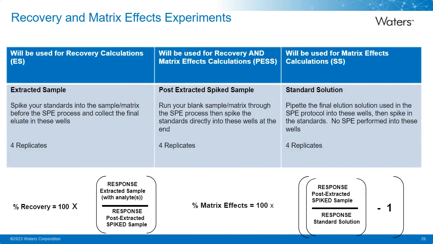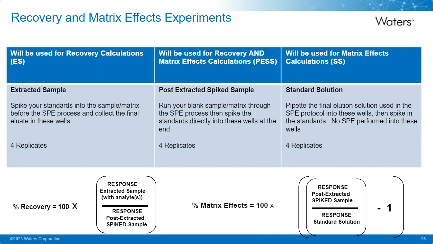And this is how we experimentally set these up. For recovery, you'll use an extracted sample similar to a calibrator or a QC sample, where a known concentration is added to the matrix and then brought through the extraction process. We'll then compare that with a post-extracted sample in which we have extracted blank matrix and then added the appropriate mass of analyte after the extraction. So we're really looking at just the efficiency of recovery.